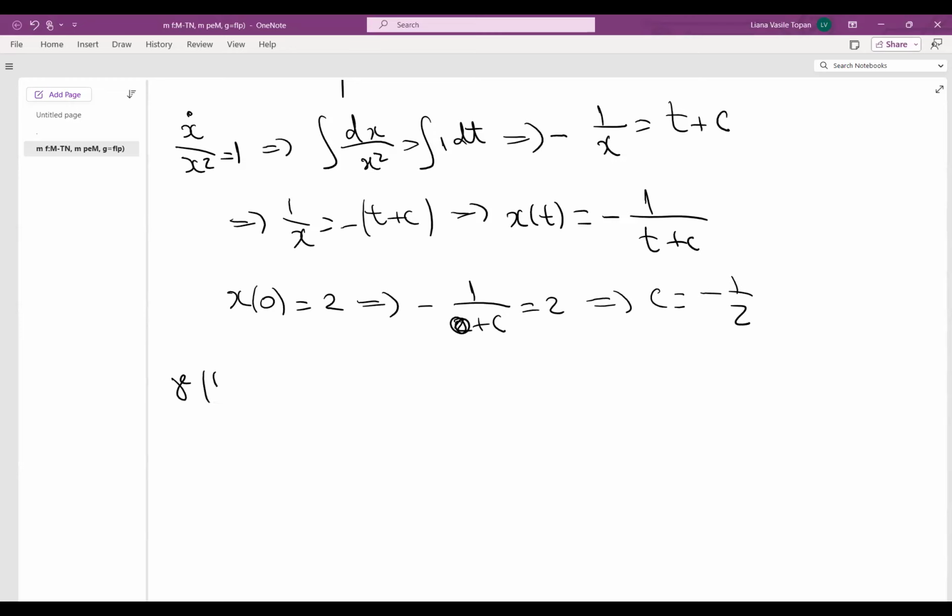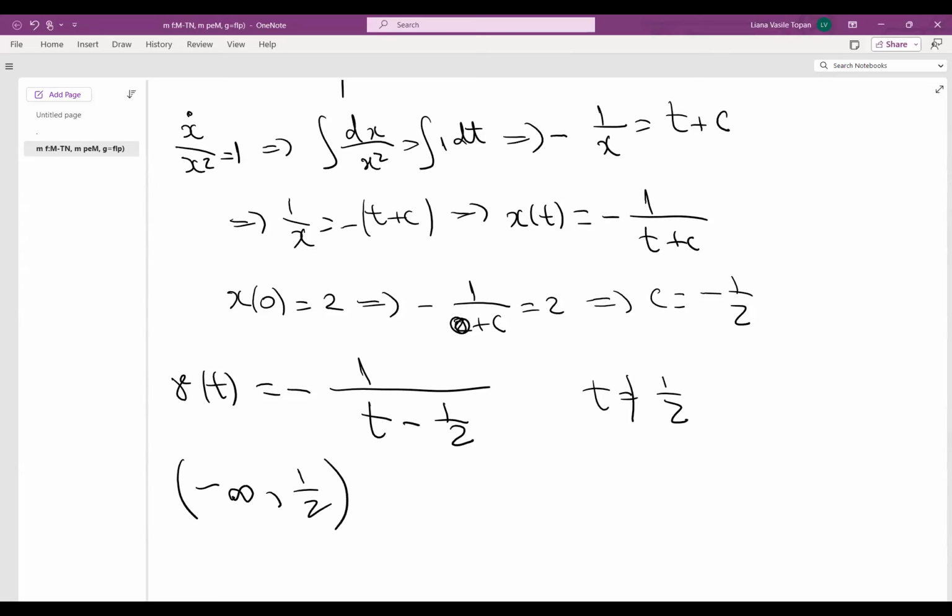So what is our gamma of t? It is x of t, which is negative 1 over t plus c, which means t minus 1 over 2. Okay, so you see, this function must be continuous, so t cannot be 1 over 2, right? So the maximal interval on which we take this solution is either negative infinity to 1 over 2 or 1 over 2 to infinity, right?